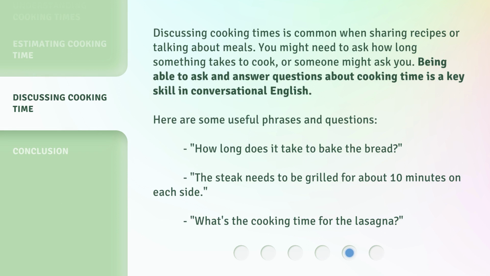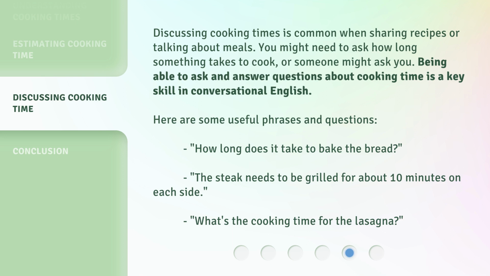Discussing cooking times is common when sharing recipes or talking about meals. You might need to ask how long something takes to cook, or someone might ask you. Being able to ask and answer questions about cooking time is a key skill in conversational English. Here are some useful phrases and questions.